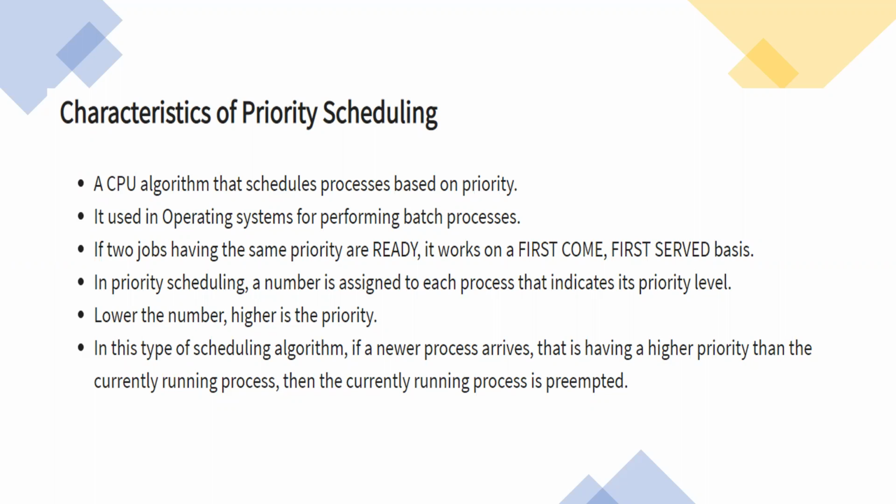Take note of it. In priority scheduling, a number is assigned to each process that indicates its priority level. And we need to take note that the lower the number, the higher is the priority. In this type of scheduling algorithm, if a newer process arrives that is having a higher priority than the currently running process, then the currently running process is preempted.